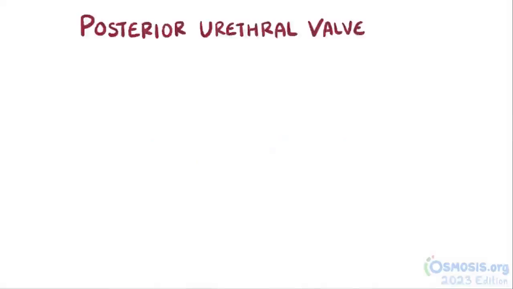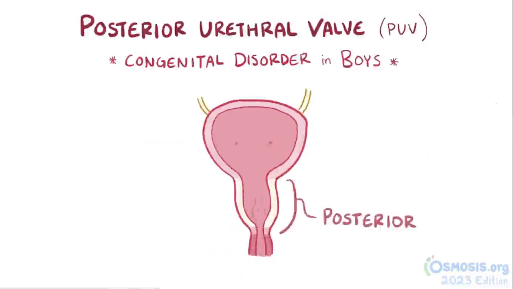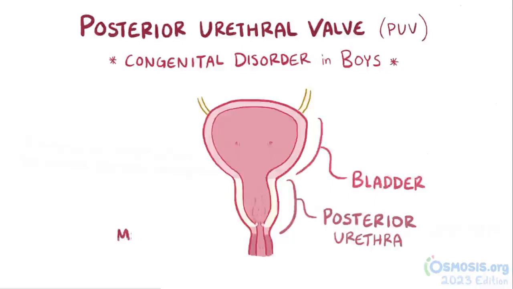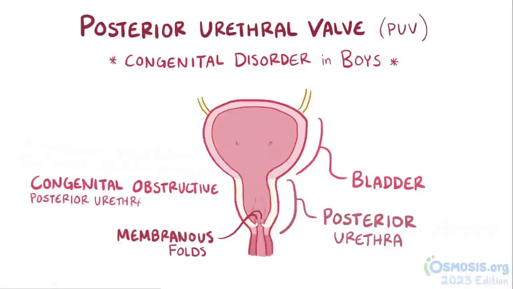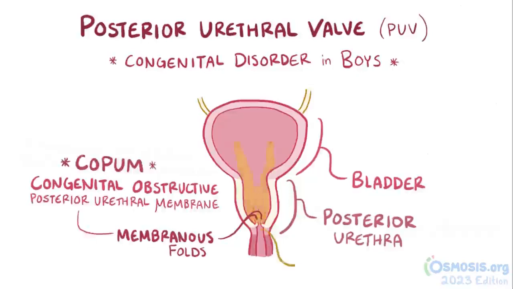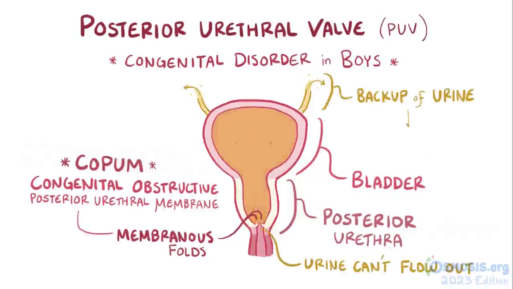Posterior urethral valve, or PUV, is a congenital disorder in boys where the posterior urethra, which is the section of the urethra nearest the bladder, is obstructed by membranous folds, or flaps of tissue. These flaps of tissue are collectively referred to as a congenital obstructive posterior urethral membrane, or CUPUM. This blockage means urine can't easily flow out, which leads to a backup of urine, which can cause kidney problems, as well as less amniotic fluid, which can cause respiratory problems.